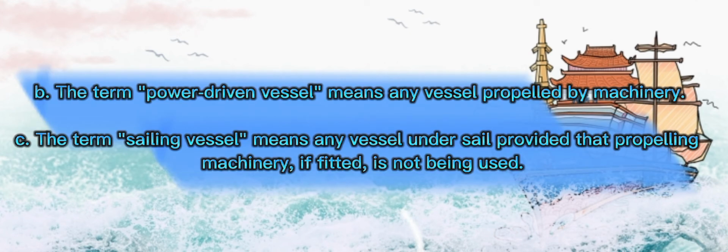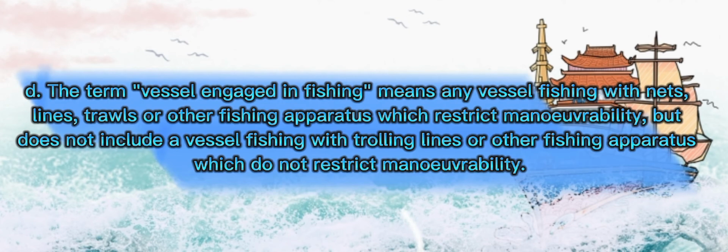B. The term power-driven vessel means any vessel propelled by machinery. C. The term sailing vessel means any vessel under sail provided that propelling machinery, if fitted, is not being used. D. The term vessel engaged in fishing means any vessel fishing with nets, lines, trawls, or other fishing apparatus which restrict maneuverability, but does not include a vessel fishing with trolling lines or other fishing apparatus which do not restrict maneuverability.